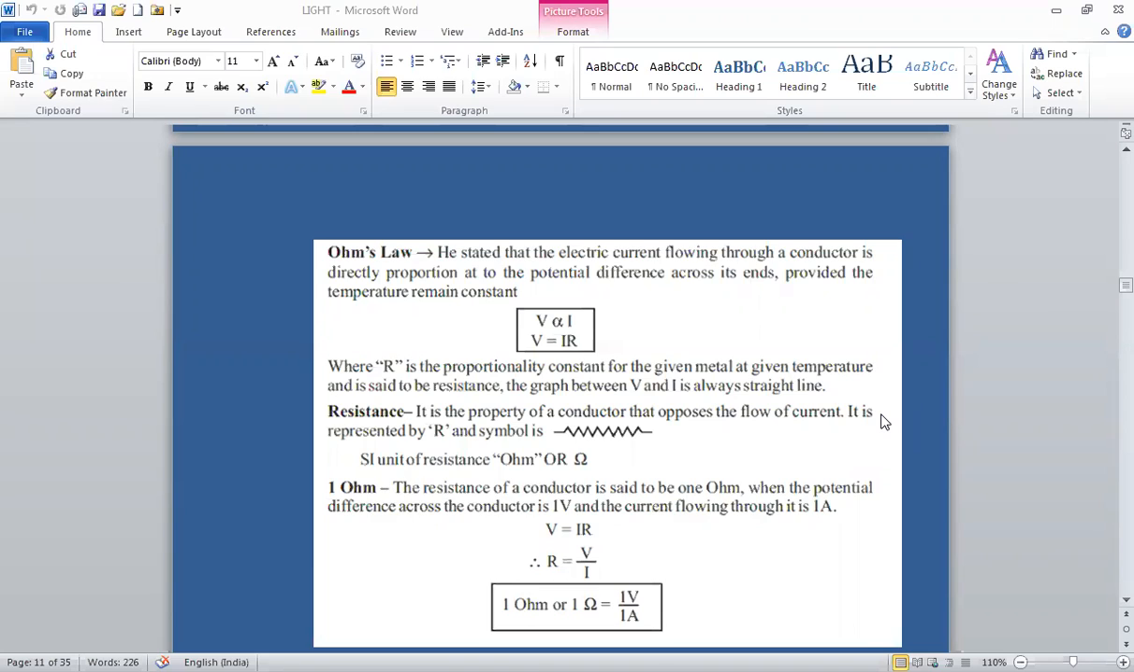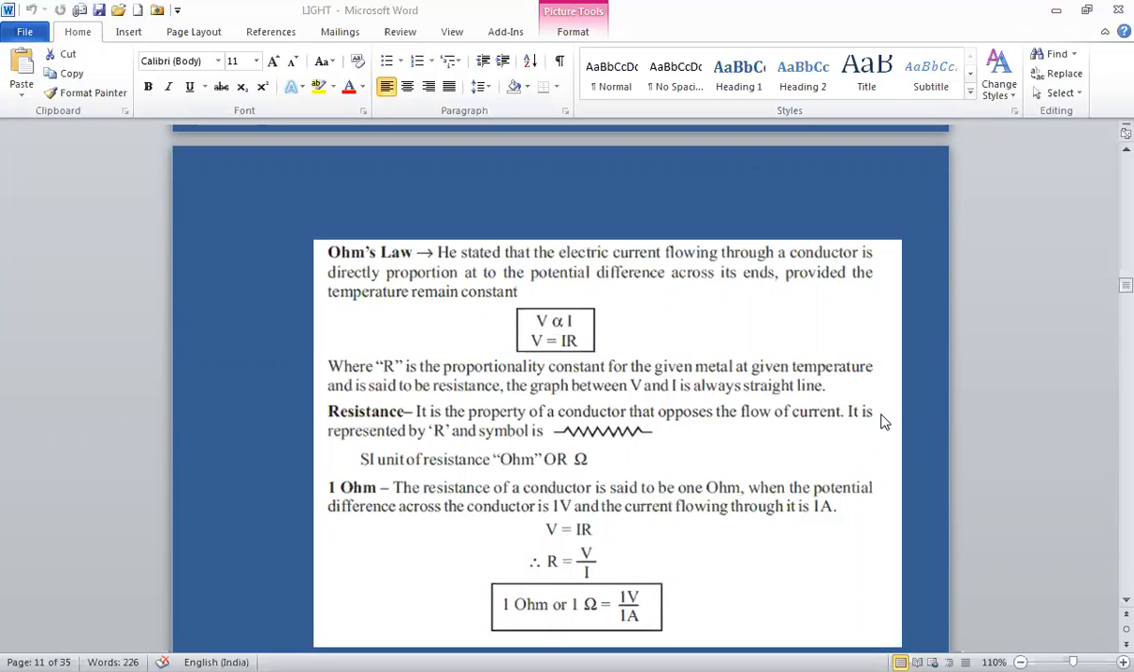A German physicist, Professor George Simon Ohm, in 1828 gave the most important mathematical relation among voltage, current and resistance, and that is known by his name as Ohm's law.